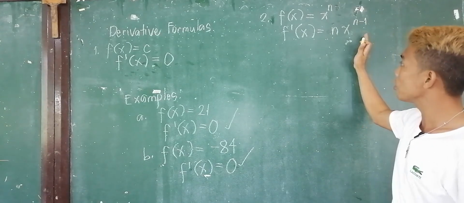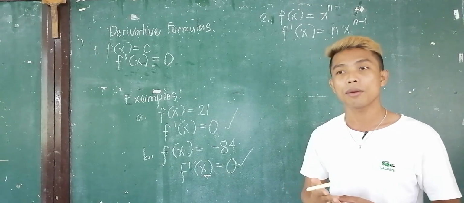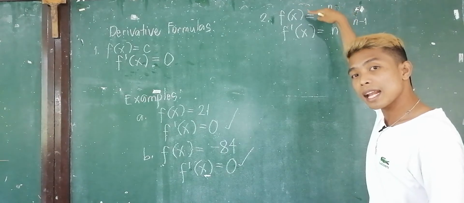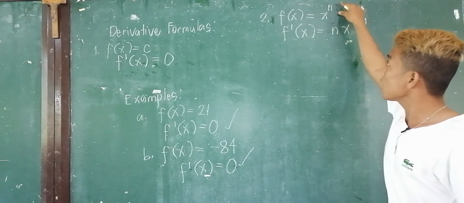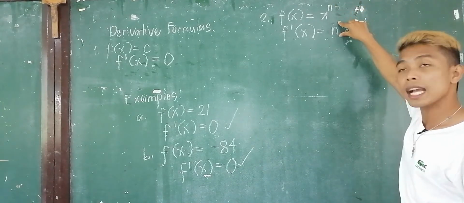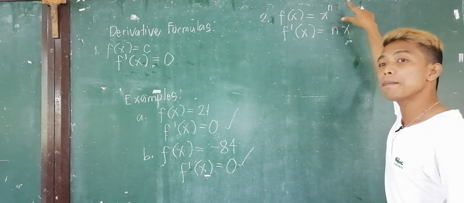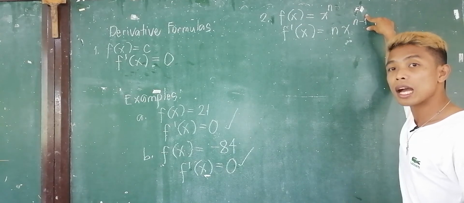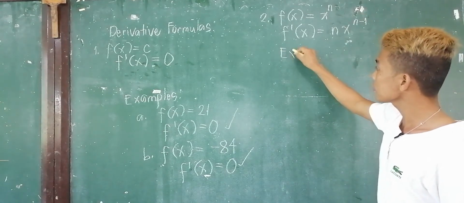So kung mapapansin nyo, ang ginagawa natin kapag binigyan tayo ng isang polynomial function na monomial, ibig sabihin, mag-isa lang siya, walang addition and subtraction na operation, ang gagawin mo, yung exponent, imumultiply mo sa numerical coefficient ng given function. Tapos yung dating binigay na exponent doon sa monomial, babawasan mo lang ng isa. Here are some examples.